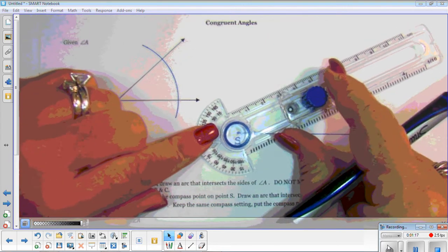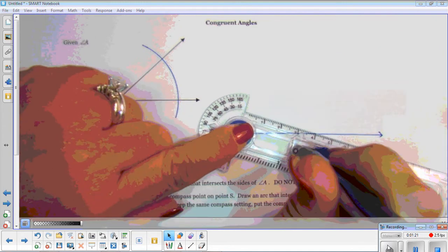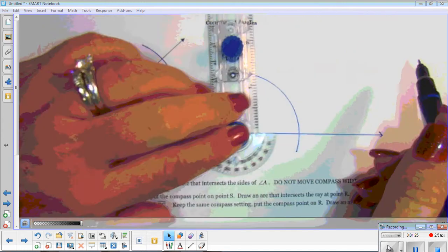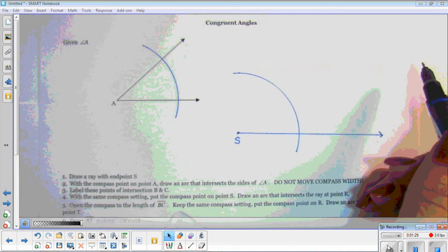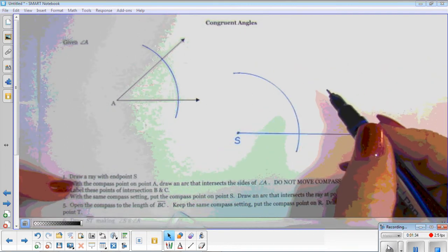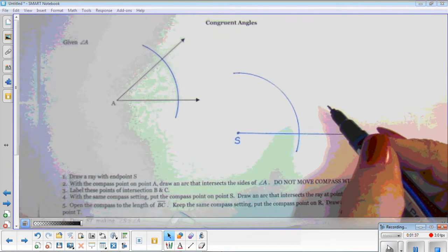Now move your crosshairs down to point S, and I am going to make that same size arc down in this picture so that I am copying everything I do at the top over here on the right. Don't hesitate to make the arc bigger than you might think you need it. The longer, exaggerated, the better.